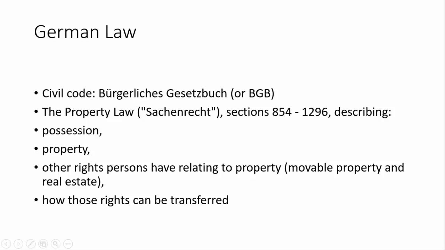Now I will briefly introduce the structure of German private law and provide a comparison with the law of the United Kingdom as a whole. German law is based on the civil code known as Bürgerliches Gesetzbuch. Apologies for my pronunciation. It has heavy Roman law influences. Property law, known as Sachenrecht, forms the third book of the BGB. It deals with ideas of possession, property, other rights persons have relating to property, such as movable property and real estate, and how those rights can be transferred.